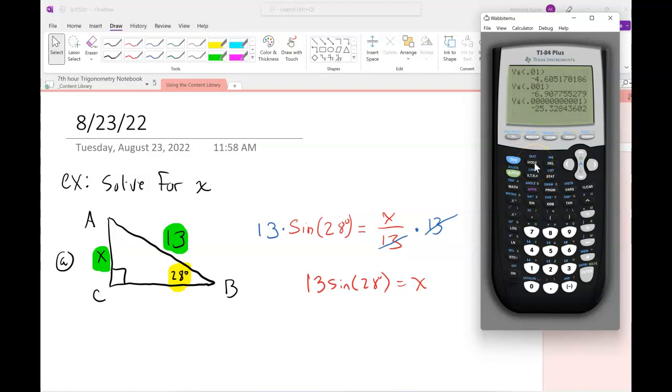Everybody's cool with that? Again, to get to that screen, I press the mode button, which is right next to the blue one. And then I just moved my cursor so that it was on the word that said degree and pressed enter to make sure it was highlighted. Okay, so I'm just going to do 13 times sine 28. So there's my answer. If I wanted my answer rounded to the hundredths, what would I write? 6.10, right?